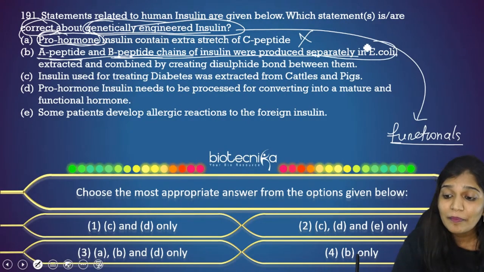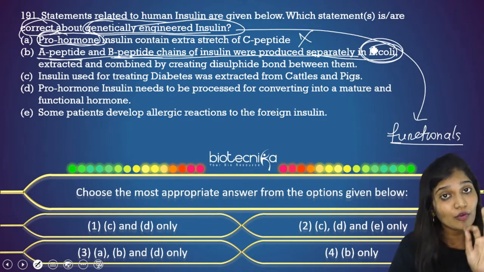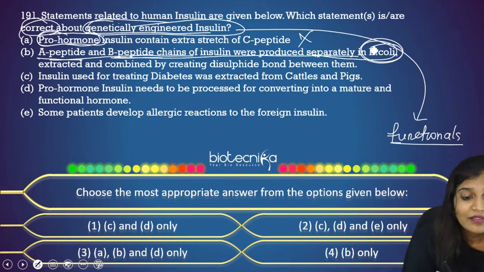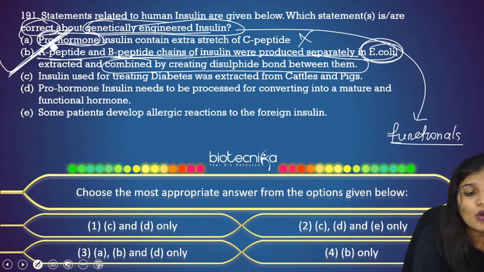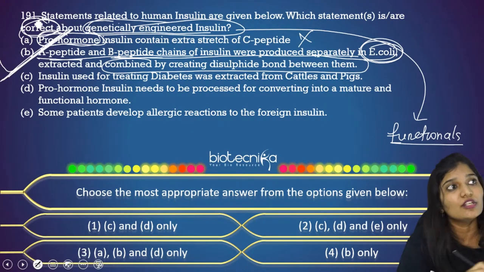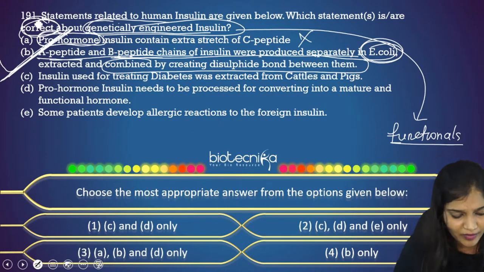And they are produced separately in E. coli, correct? In E. coli only we will produce. And they are going to combine with disulfide bond. Yes. So the correct statement is option B. They ask you for the correct statement. It is option B. Let's check the third one.